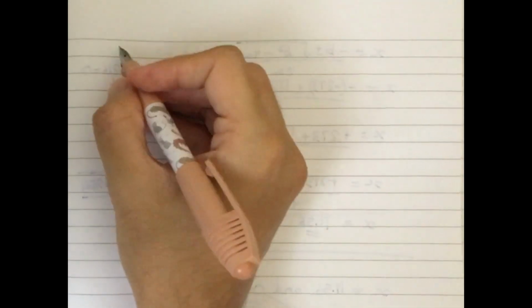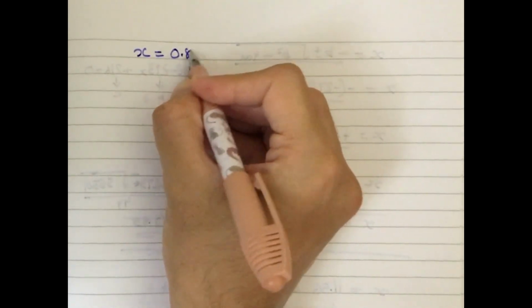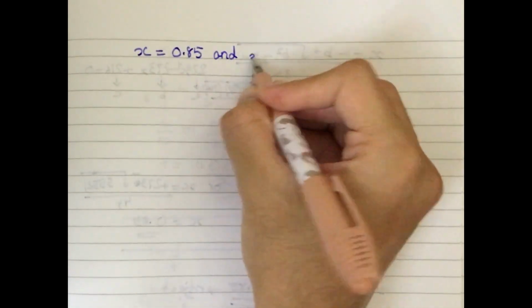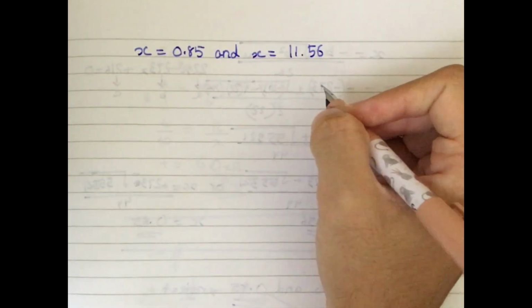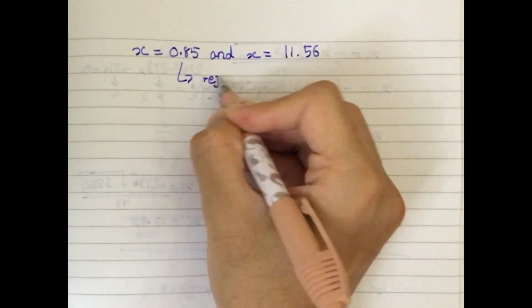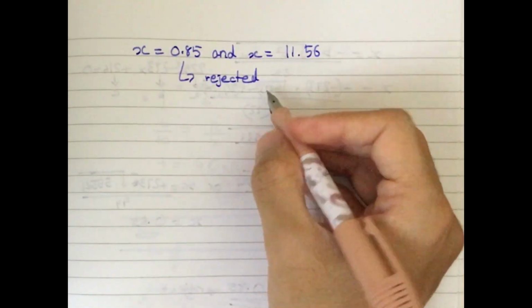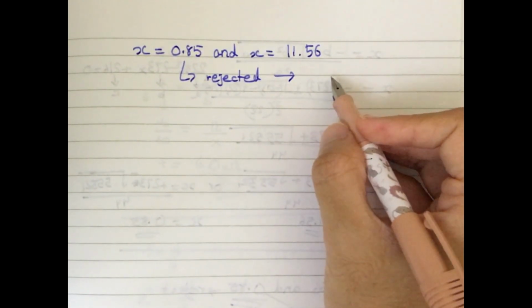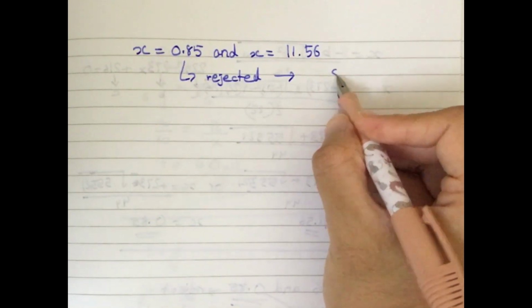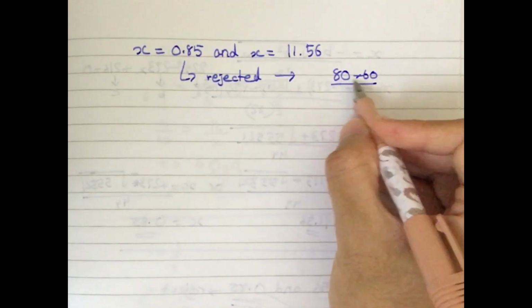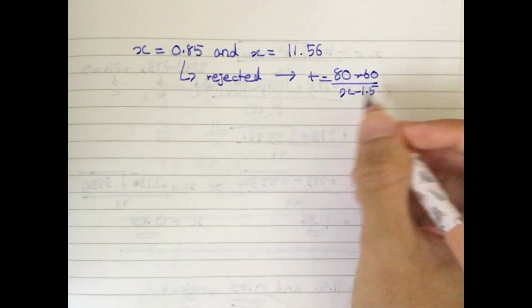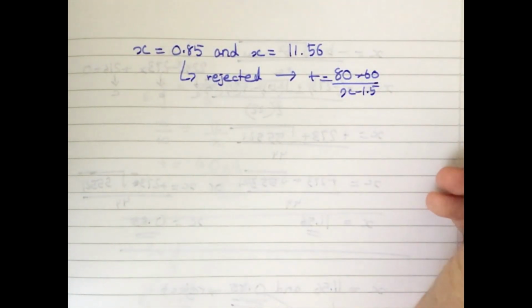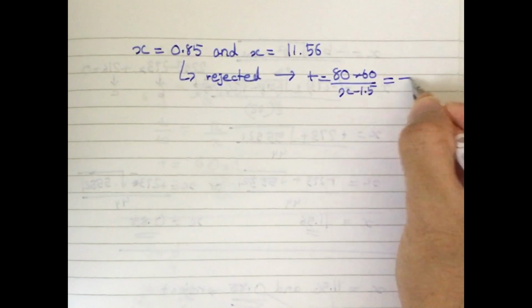Okay, so basically we know that we had two answers, right? x is equal to 0.85 and x is equal to 11.56, right? So this is going to be rejected. Now you ask why this is rejected, right? I can see from the expression, t is equal to 8 times 60 by x minus 1.5, right? If I put this value over here, it's going to give you a negative value, right?